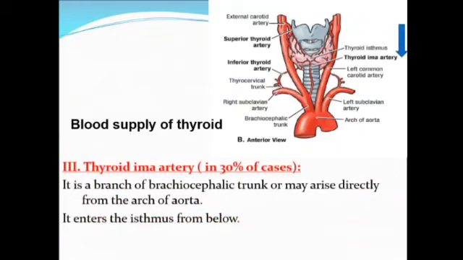Now the thyroidea ima artery is found in 30% of cases. It is a branch of the brachiocephalic trunk or may arise directly from the arch of the aorta. It enters the isthmus from below.